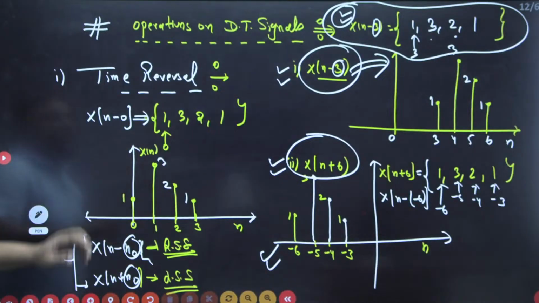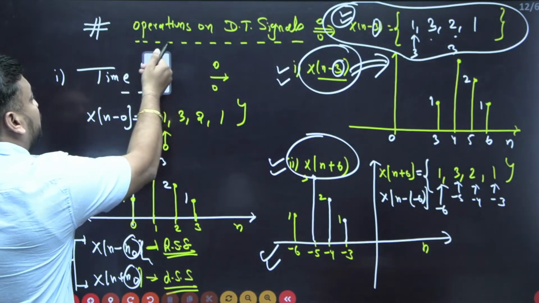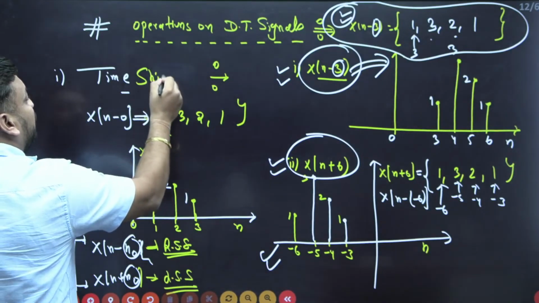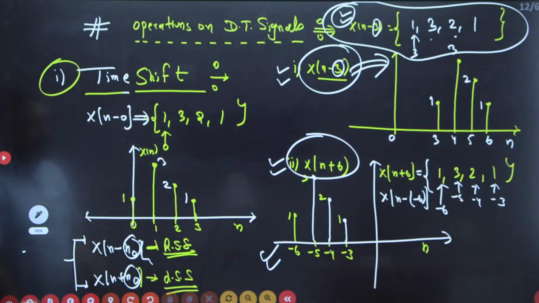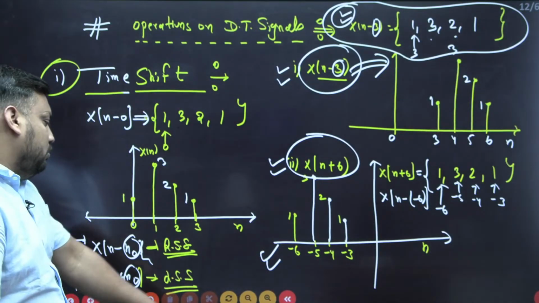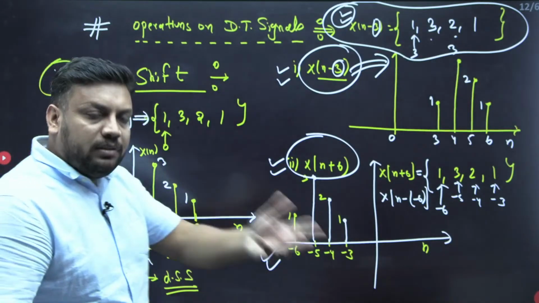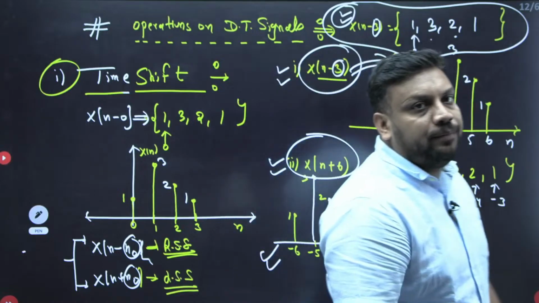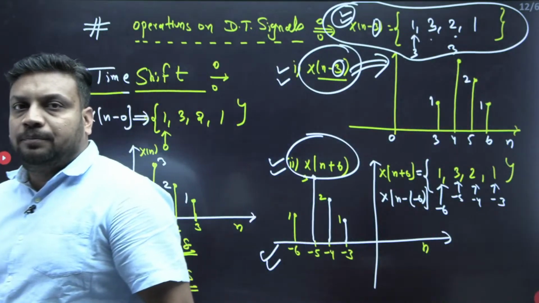Okay children, we wrote time reversal here, but we have actually discussed time shifting. So we should write time shift here first. After that we'll discuss time reversal, just after time shifting. So first operation, whatever we have discussed till now, is time shifting. First of all, tell me beta, is time shifting crystal clear?